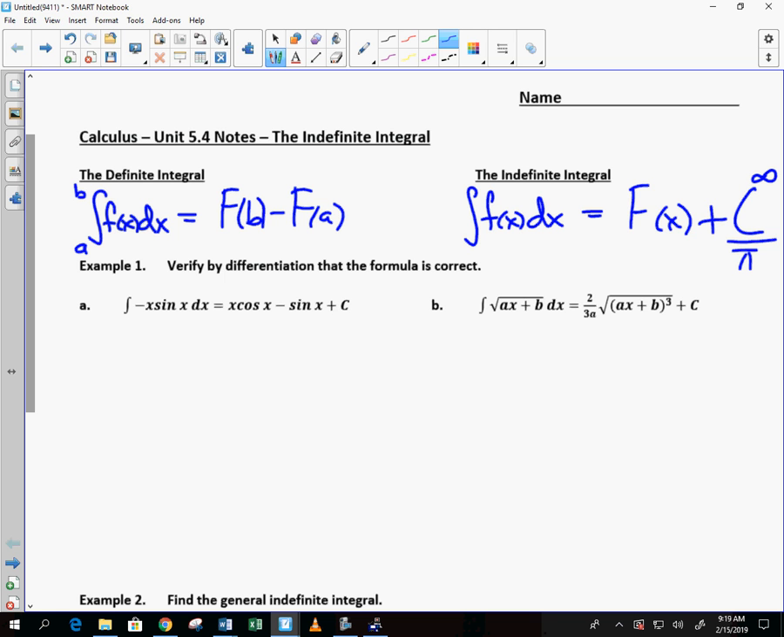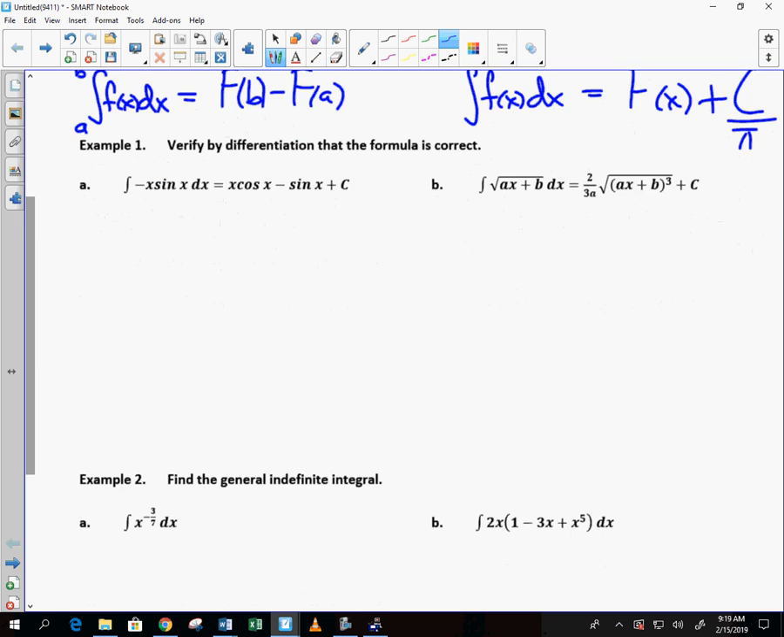Yeah. Okay, good. So first thing we're going to do, verify by differentiation that the formula is correct. This is saying that the integral or the antiderivative of negative x sine of x dx, which we don't know what that antiderivative is. That requires something that we call integration by parts. Have you guys started integration by parts yet? You did. Okay. So integration by parts is equal to x cosine of x minus sine of x plus c.